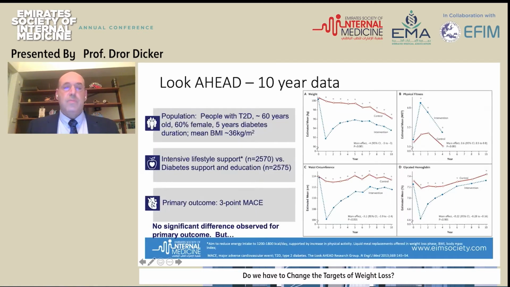We also learned from the Look AHEAD study, in which they tried to compare intensive lifestyle support to regular diabetes support in order to prevent cardiovascular disease, meaning 3-point MACE. In the primary result, they didn't achieve the primary endpoint, meaning a reduction in 3-point MACE in those who had intensive lifestyle support.